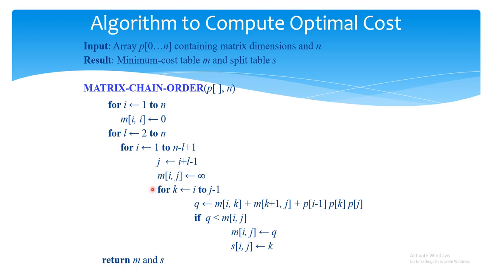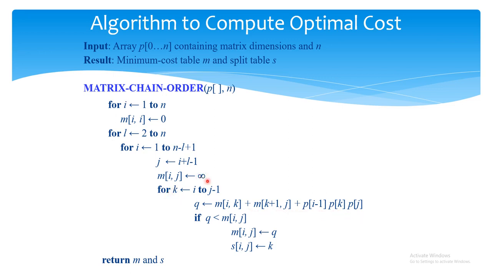They are used for all the remaining cell values, and initially those cell values we are considering infinity, right? And for those remaining cell values, what we are now doing is calculating these values. So the equation is very well known to us, and we have already done that calculation: Mik plus Mk+1,j plus p(i-1) into pk into pj.